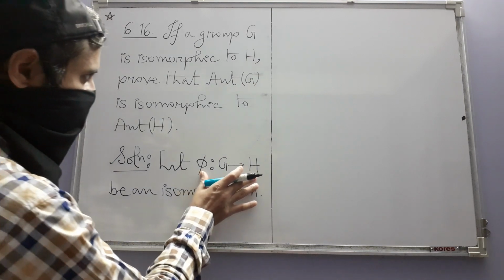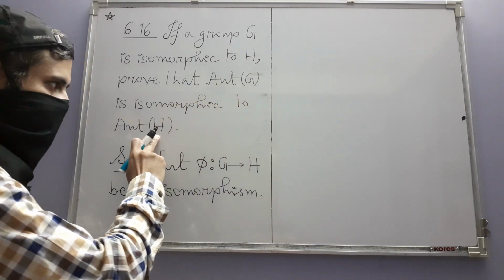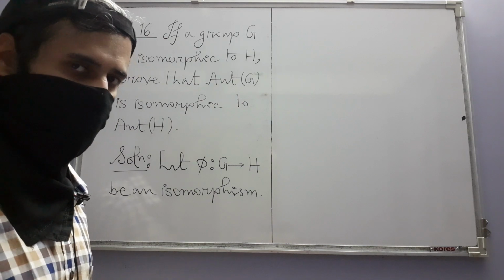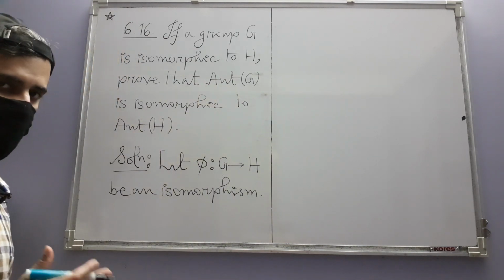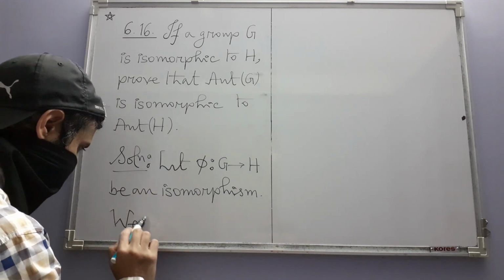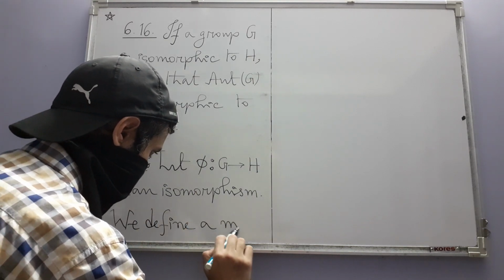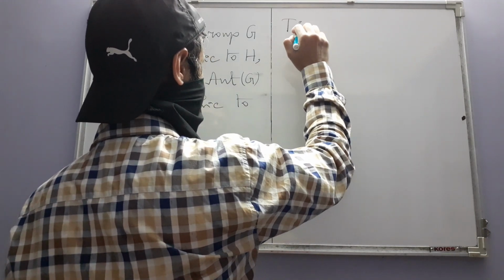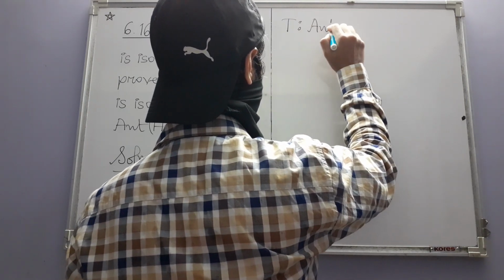Now using this phi, we are going to define a map from the automorphism group of G into the automorphism group of H. And then in steps, we are going to show that that map is an isomorphism, proving that these two are isomorphic to each other. We define a map. Let's call this map P. You can call it whatever you want. The name does not matter.